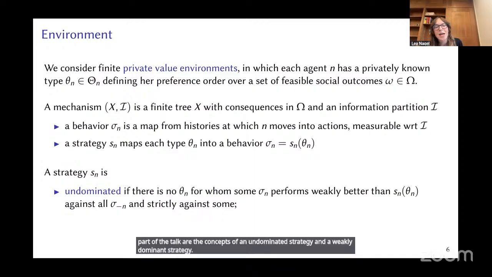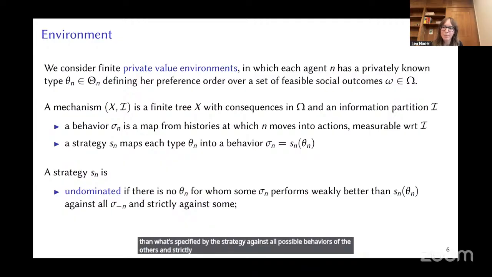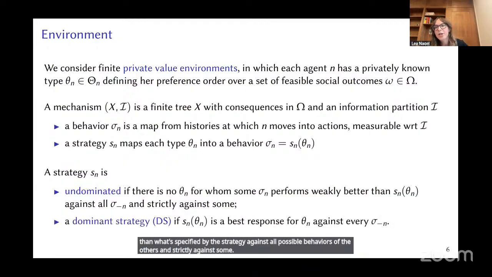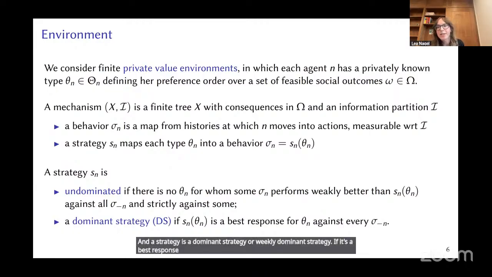And so a strategy is undominated if there's no type for whom some alternative behavior, sigma n, performs weakly better than what's specified by the strategy against all possible behaviors of the others and strictly better against some. And a strategy is a weakly dominant strategy if it specifies a best response for each type against every possible behavior of the others. Okay.